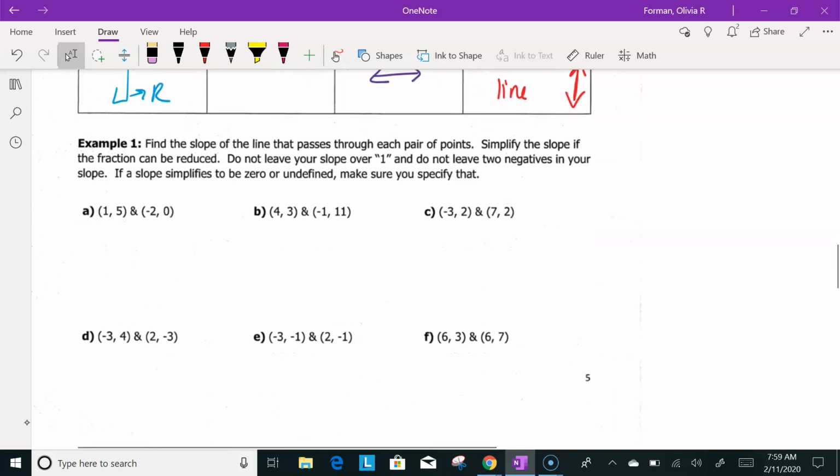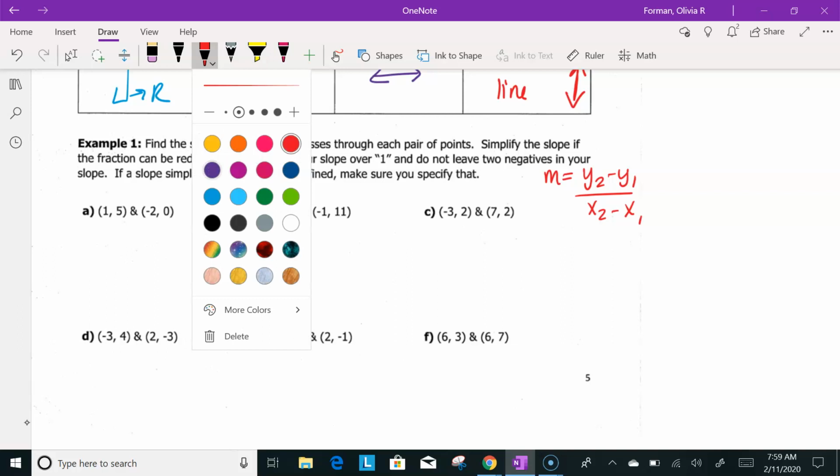Okay, so now it says example 1. Find the slope of the line that passes through each pair of points. Simplify the slope if the fraction can be reduced. Do not leave your slope over 1, and do not leave 2 negatives in your slope. If a slope simplifies to 0 or undefined, make sure you specify that. So remember, if you still need this, y2 minus y1 over x2 minus x1. I'm going to use a combination of the slope formula and my change in y over change in x, where I just draw the arrows.